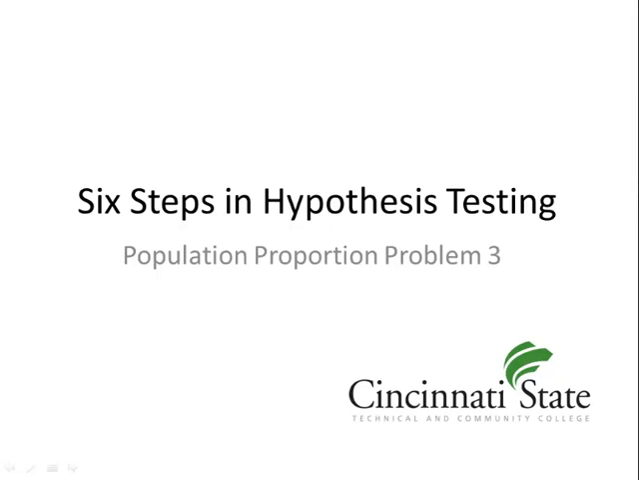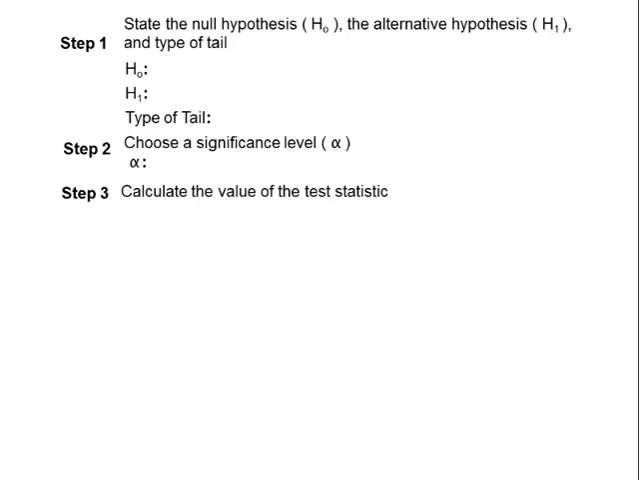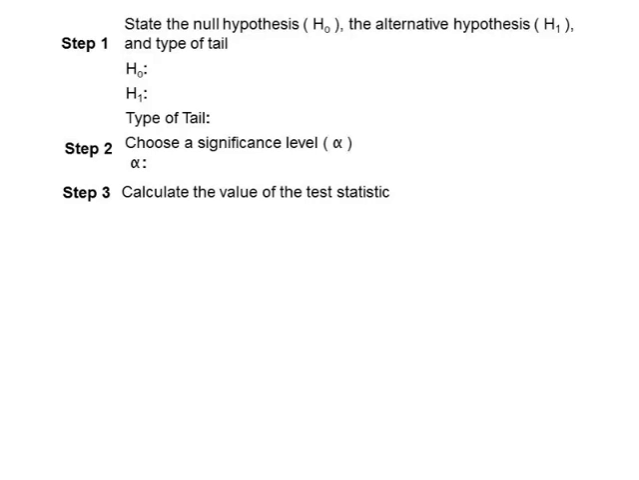6 steps in hypothesis testing, population proportion, problem 3. Let's begin by reviewing the 6 steps in hypothesis testing. Step number 1, we state the null, the alternative, and type of tail. Step number 2, we state the predetermined significance level, alpha. Step number 3, we calculate the value of the test statistic.